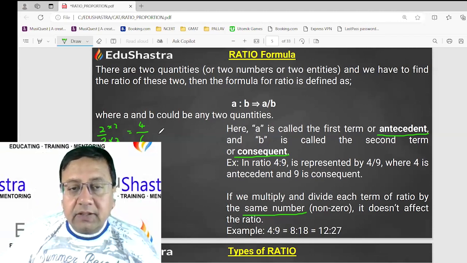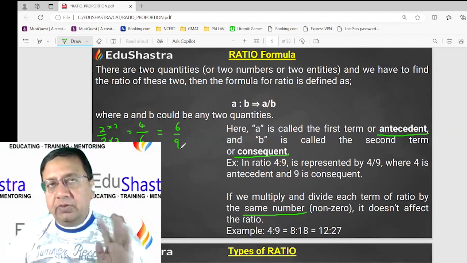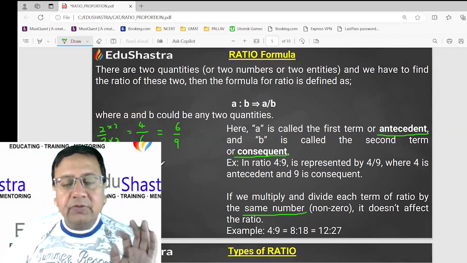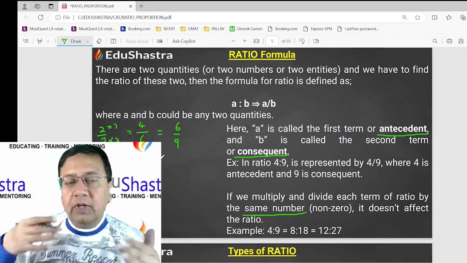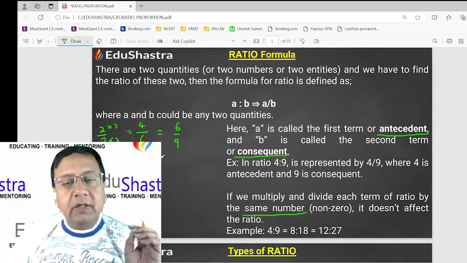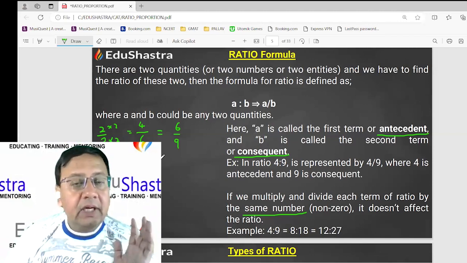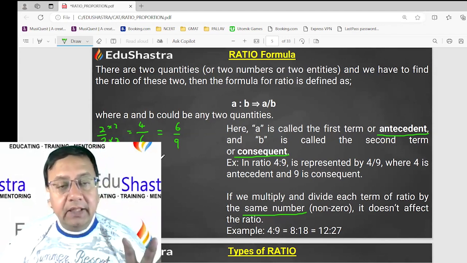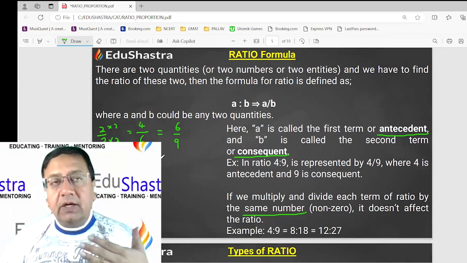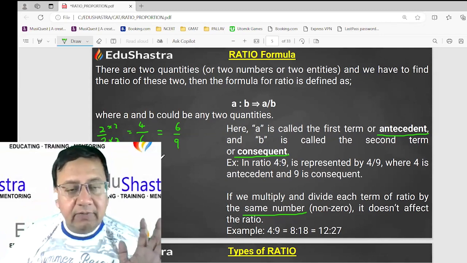If you multiply this with 3, this is 6 and this is 9. Still the ratio remains 2 by 3, right? So when you are multiplying or dividing the ratio by the same number, there will be no change in the ratio. Only the numbers are changing, but the ratio remains constant. This is the reason ratios are unitless quantities, because they are just simple numbers representing magnitude, how much. So ratios will not change if you multiply or divide. Got it?